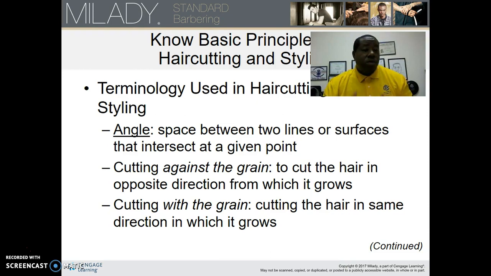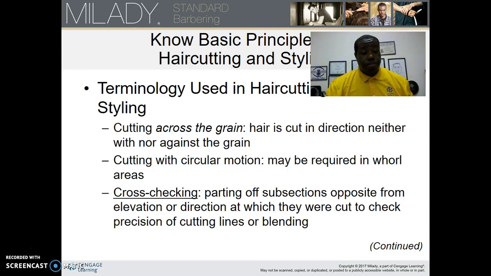What are some different instances when you're going to have to cut with the grain or against the grain? Well, that's why you're studying. That's why you're here, because as you dig deeper into your book and your lab exercises on your lab floor, you're going to be able to see the difference between cutting against the grain or cutting with the grain, when you can do it and perhaps when you really shouldn't. It also mentions some other points: cutting across the grain, cutting hair with a circular motion.